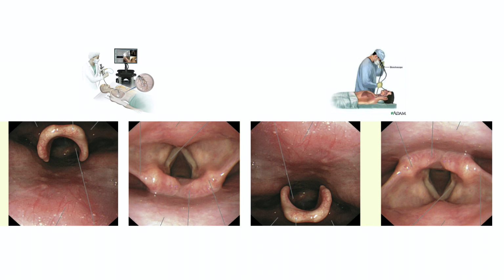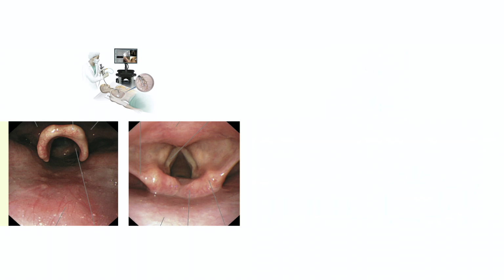On the left-hand side is the view that we would see during a flexible bronchoscopy when we stand at the front of the bed, while on the right side are the images that we will see when we stand next to the patient. Usually when we perform a flexible bronchoscopy in children or infants, we do it in the first way, which means we stand at the front of the bed.